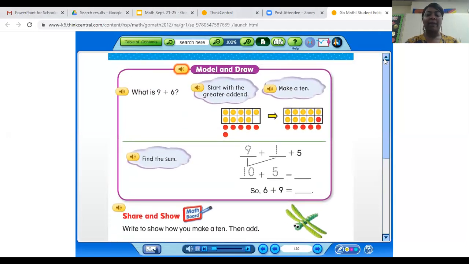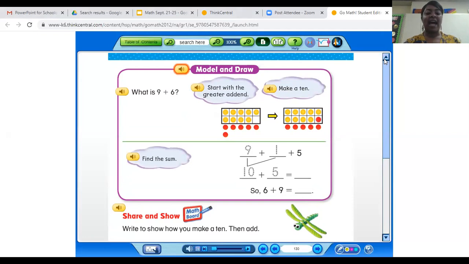So what is 9 plus 6? So if we have a 10 frame, the first thing that we're going to do, we're going to start with the greater addend. So which one is bigger, 9 or 6? Would you rather have 9 of something or would you rather have 6 of something?